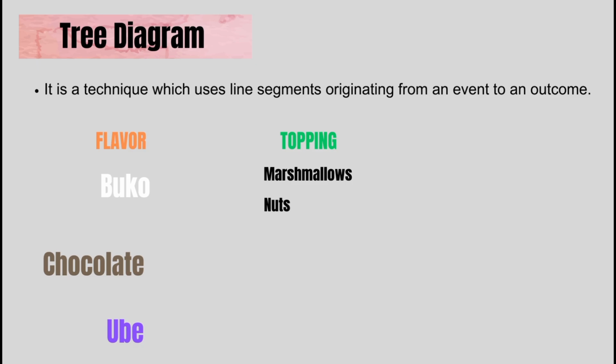For the flavor buko, we could pair it with marshmallow toppings. So, make a line segment indicating a pairing connection. Buko to marshmallows. Another arrangement for the buko flavor, pair up buko with nuts. Create another branch of line segment, buko to nuts. Then, repeat the same action for the remaining objects.